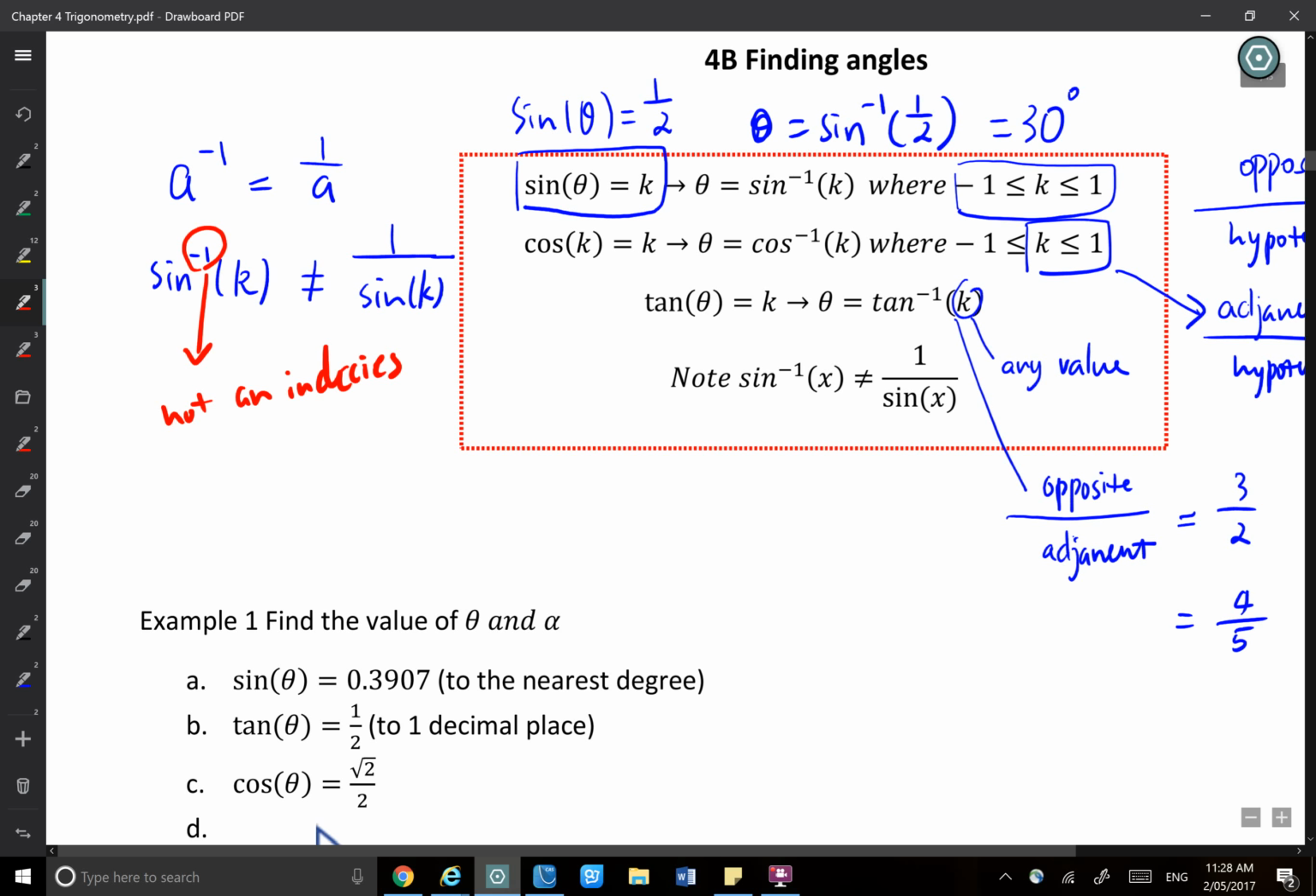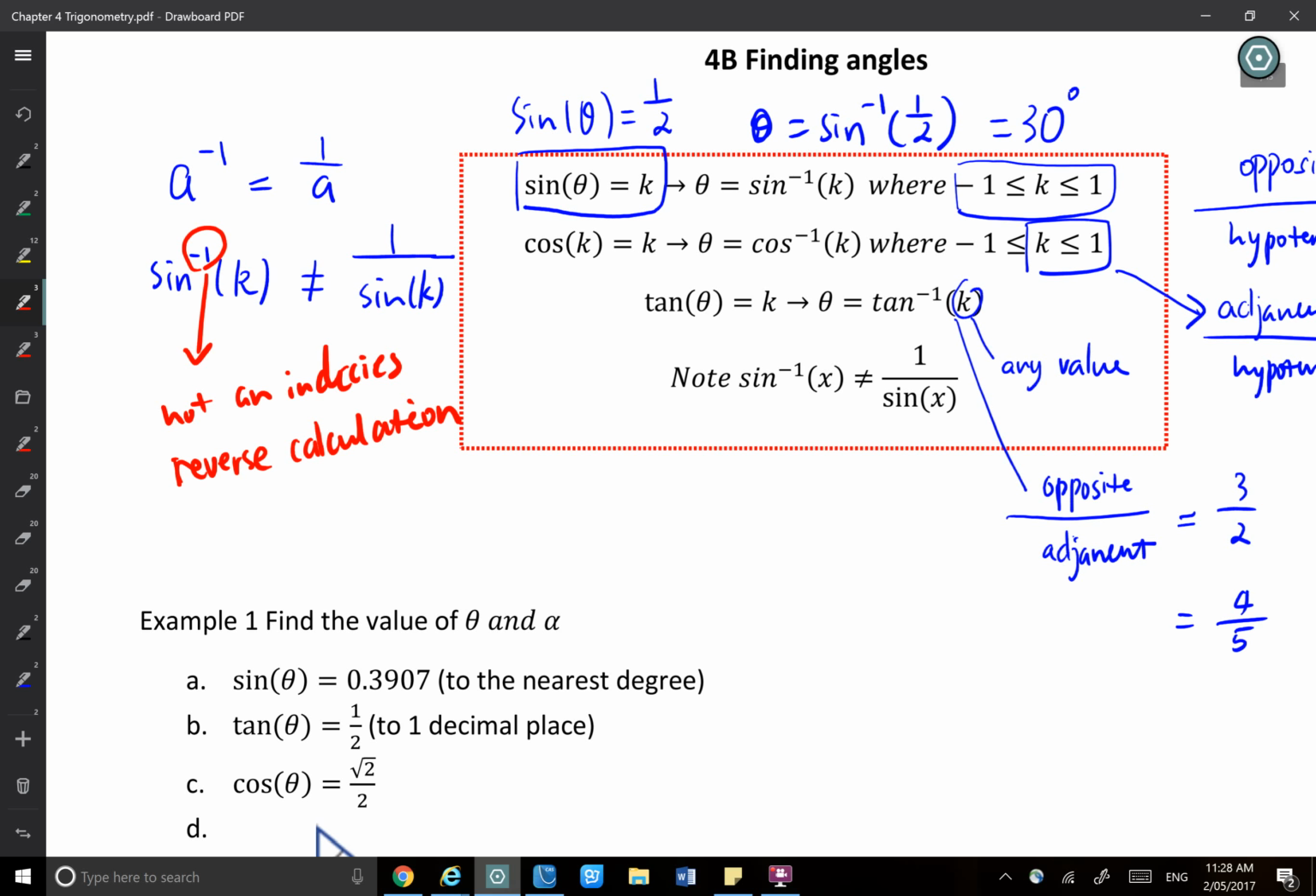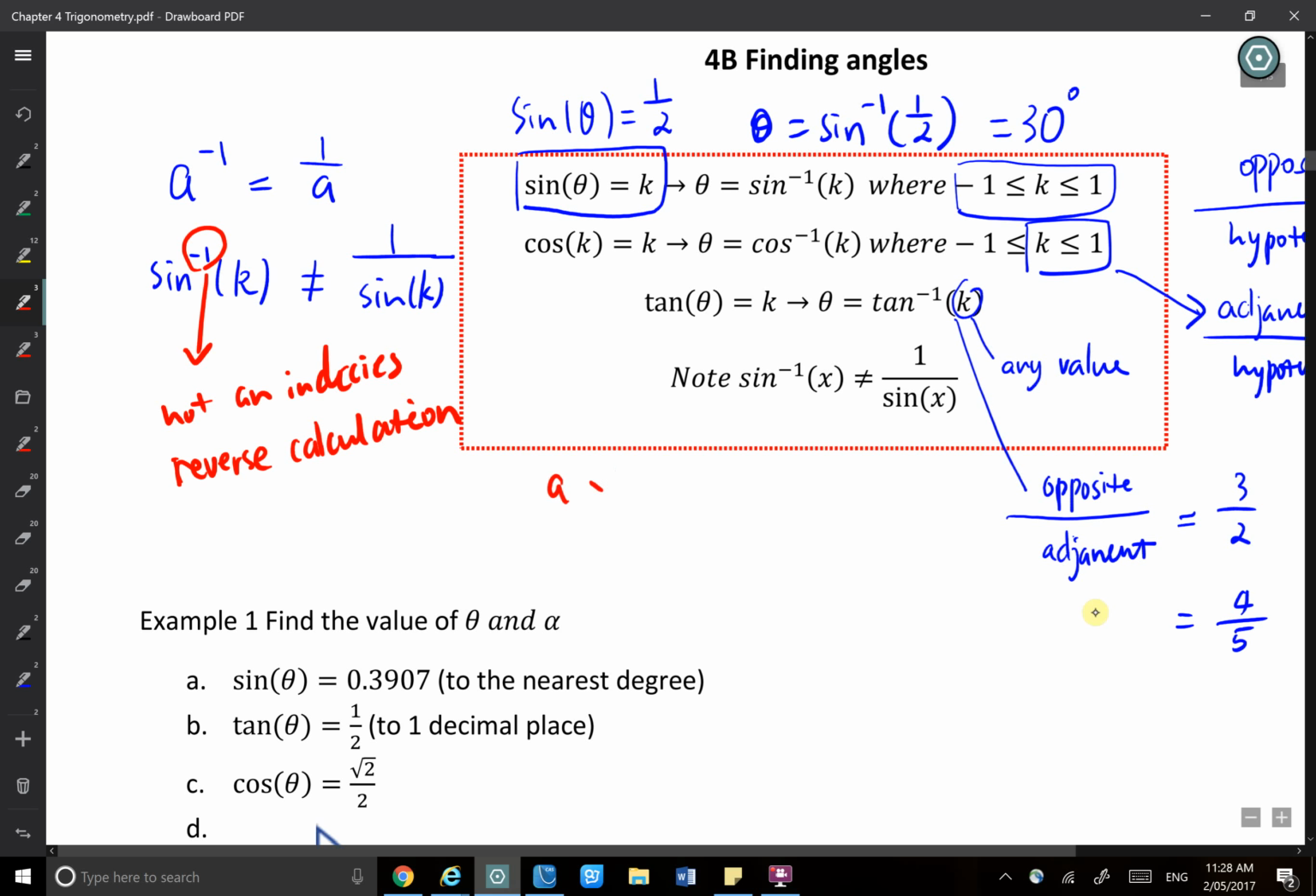It's not an indices. So that means a reverse calculation. Why is it a reverse calculation? Because in the normal way we calculate sine theta equals k, and now I want to go back to calculate the theta. Just like A times B equals C, if I want to know B, B should be C divided by A. It's the same reasoning here.